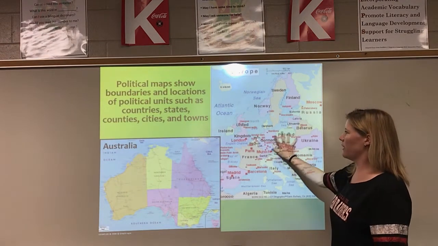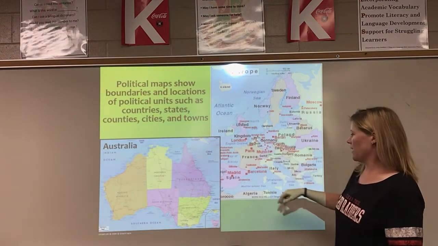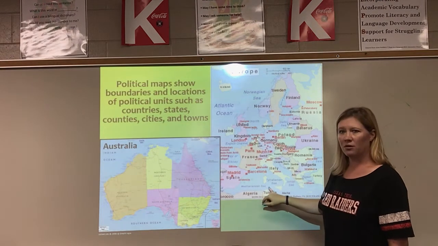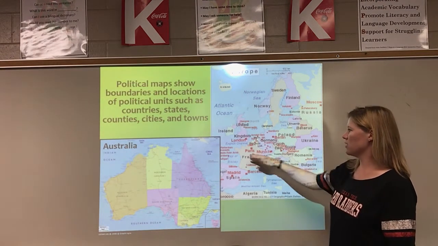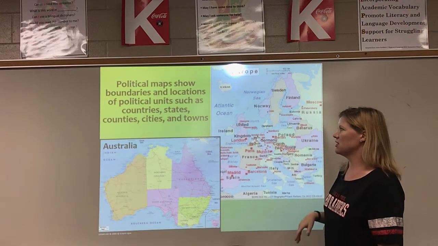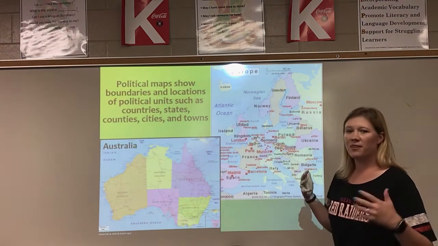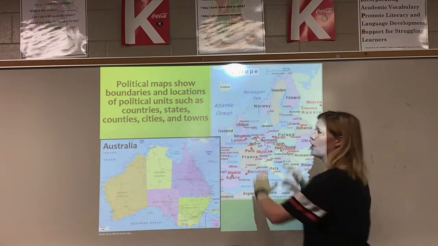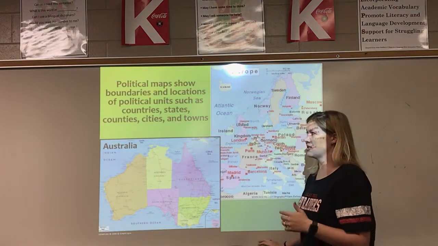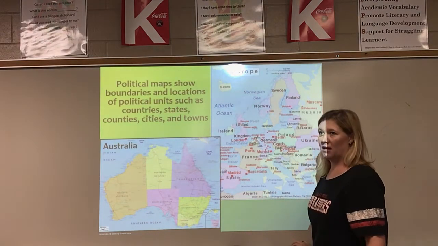This is a political map of Europe, right? So you have the Mediterranean Sea labeled, but it's to show you, oh, here are the major countries and the major cities that are in Europe. That's what the point is. The point is to show you political features like countries, states, cities, towns, counties.